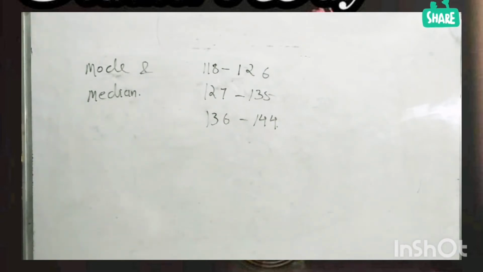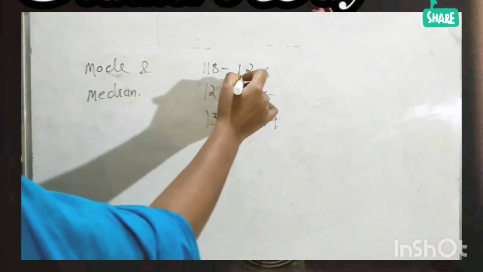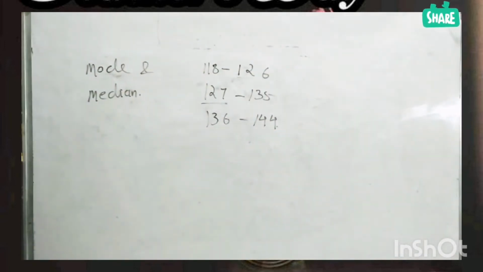If you want to find out the mode and median of this given information, just look at the class intervals. This is not continuous. These are discontinuous class intervals, because 126 ends and the next class starts from 127, and 135 ends and the next class starts from 136. So if you want to calculate the mode and median of this information, first you should make your class intervals continuous.